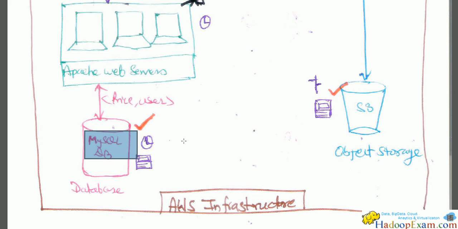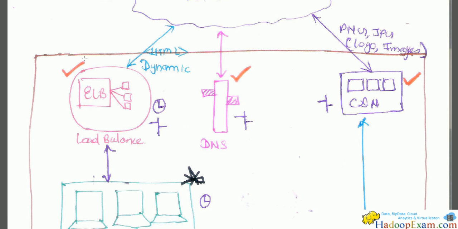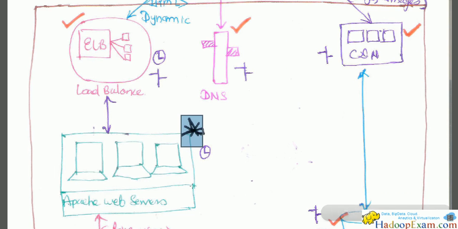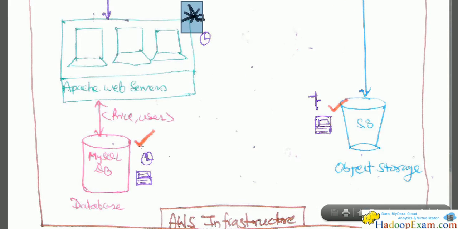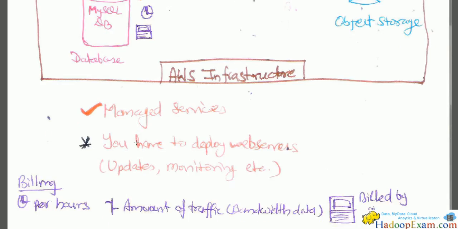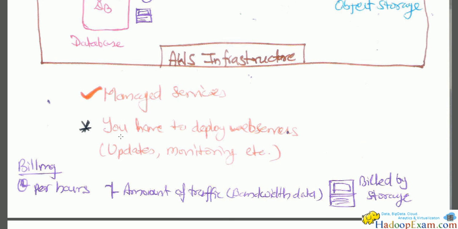Similarly, S3 services. All the services that I marked with a right click are the responsibility of Amazon. And the ones I marked with a star are your responsibility to manage. Okay, so now billing, per hour billing.